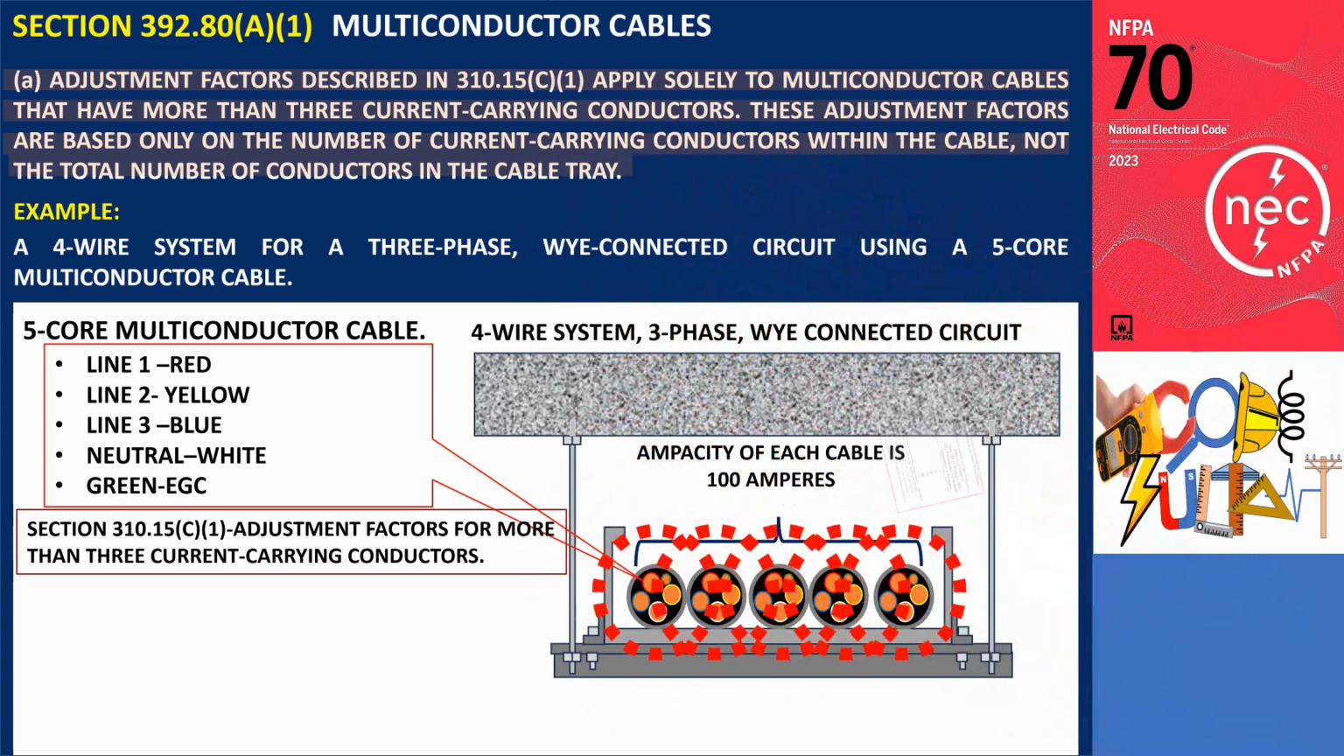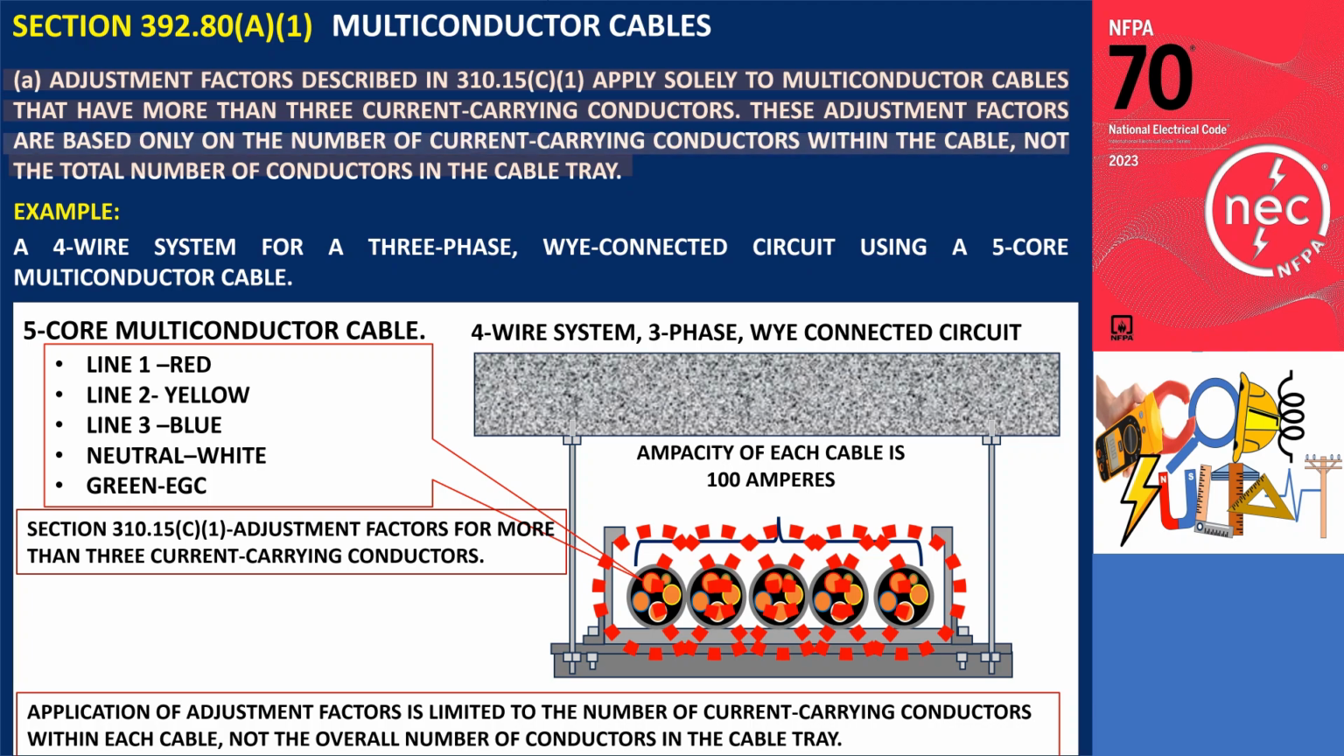According to Section 392.80(A)(1), the application of adjustment factors is limited to the number of current-carrying conductors within each cable, not the overall number of conductors in the cable tray. Therefore, even if these multiconductors are grouped with others, the total number of current-carrying conductors does not amount to 20. The adjustment factor is applied individually to each multiconductor.